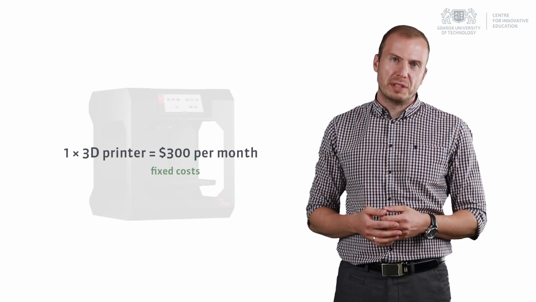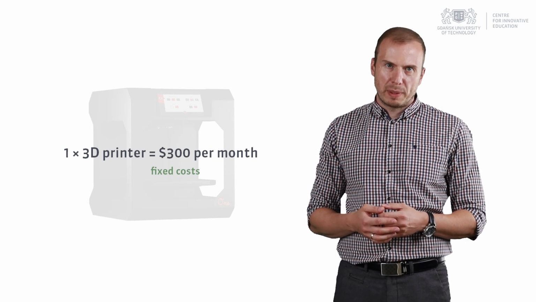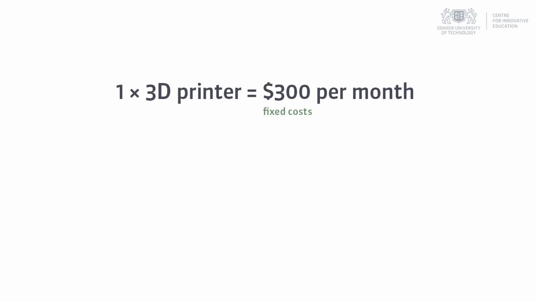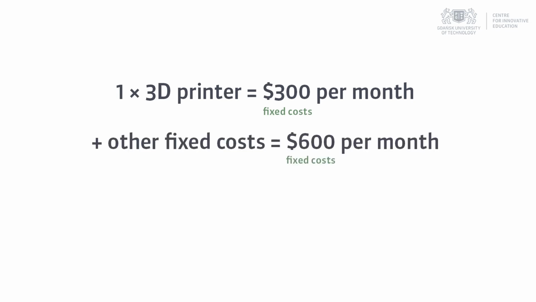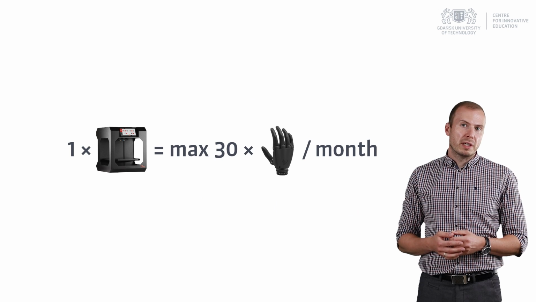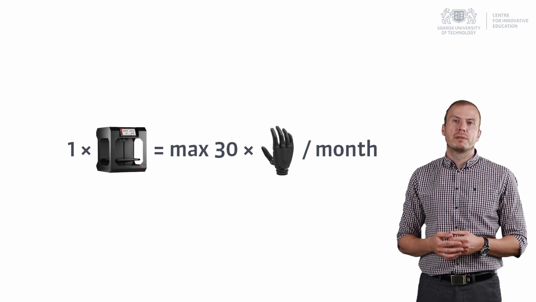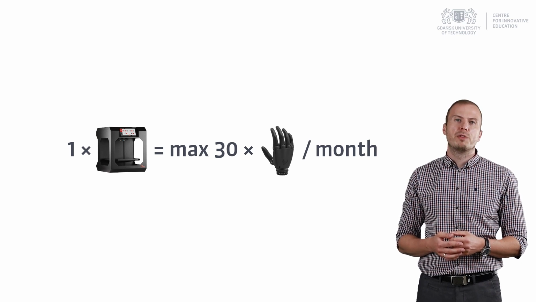Imagine you have a company that produces prostheses. You use a 3D printer for production, which costs $300 per month. Other fixed costs are $600. Your total fixed cost per month is $900. The printer is able to print 1 prosthesis a day, which is approximately 30 prostheses a month. 30 units per month is the production capacity of your 3D printer.